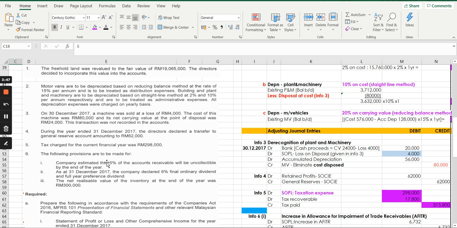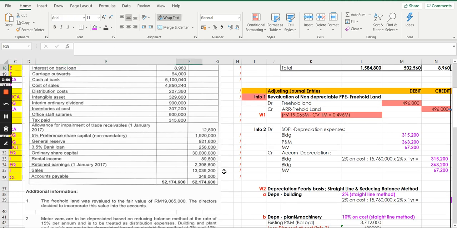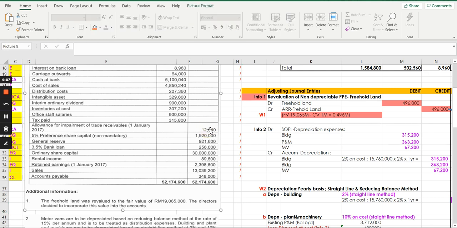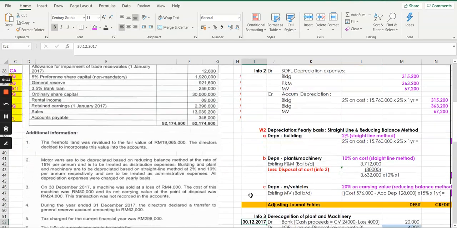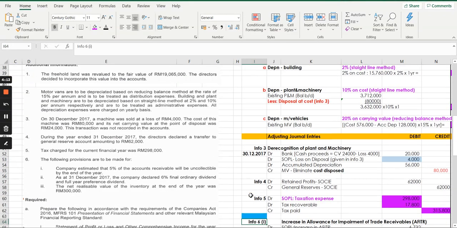There are no other adjustments: no bad debts recovered, no bad debts written off whatsoever. So what you need to do is just find out what this 5% is, and that will be your allowance for impairment balance at the end of the year. Then you compare it with the allowance for impairment balance at the beginning of the year. Let's see how we do that. I have prepared the workings at the bottom here.